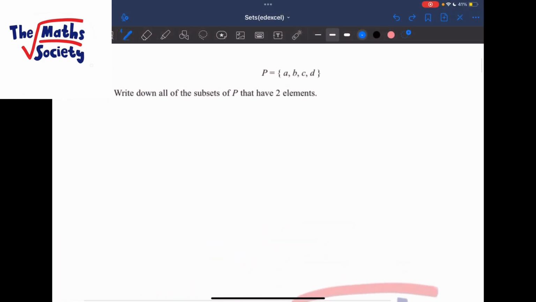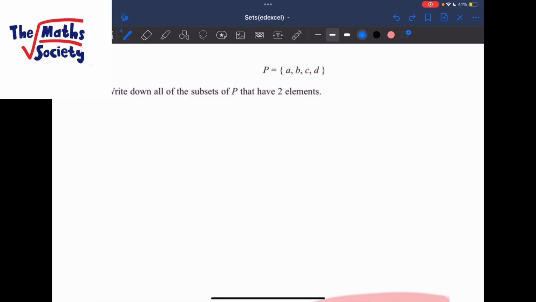First question says that you need to write down all the subsets of P that have two elements. So anything that would be in P but has two elements. So we're given A, B, C, D. So either we can make the combinations of AB, AC, AD, and we're just going to go through it. Because it says it just has to have two elements, as long as we have two elements in each set, it will be fine.